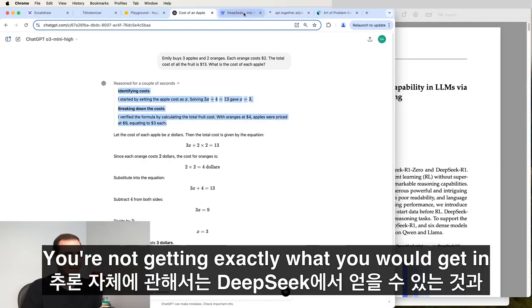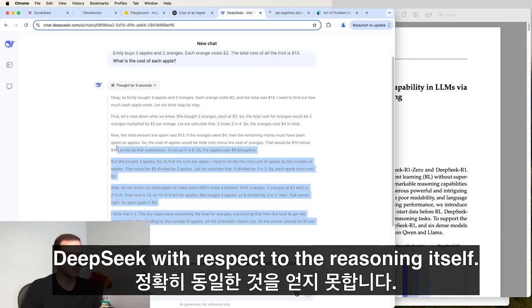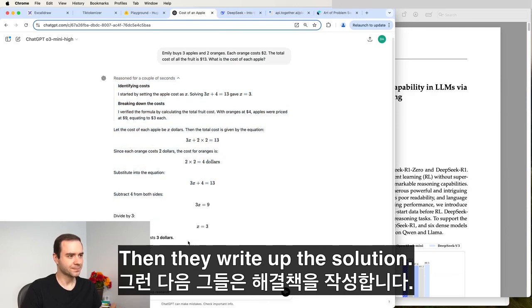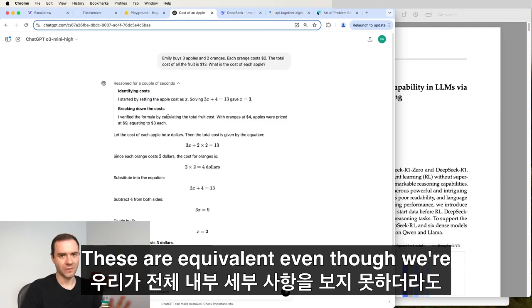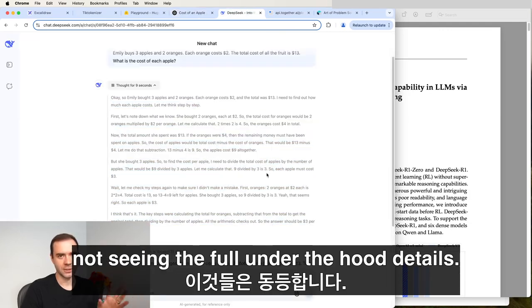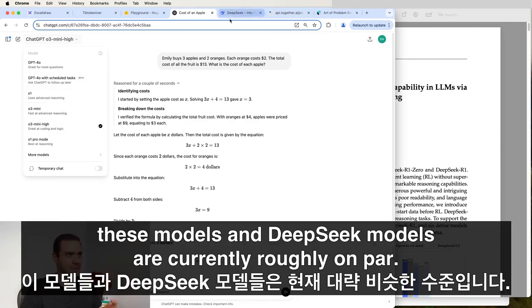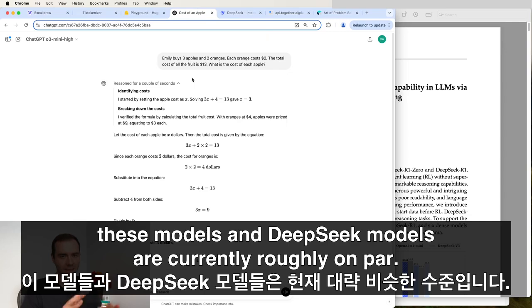So you're not getting exactly what you would get in DeepSeek with respect to the reasoning itself. And then they write up the solution. So these are kind of like equivalent, even though we're not seeing the full under the hood details. Now, in terms of the performance, these models and DeepSeek models are currently roughly on par, I would say.